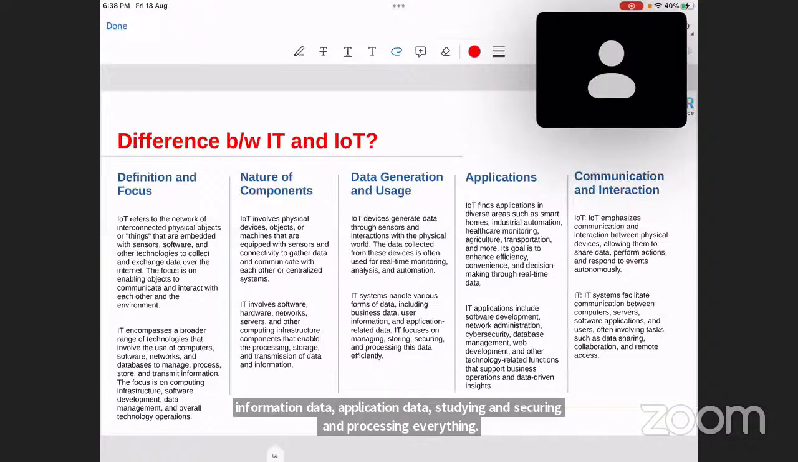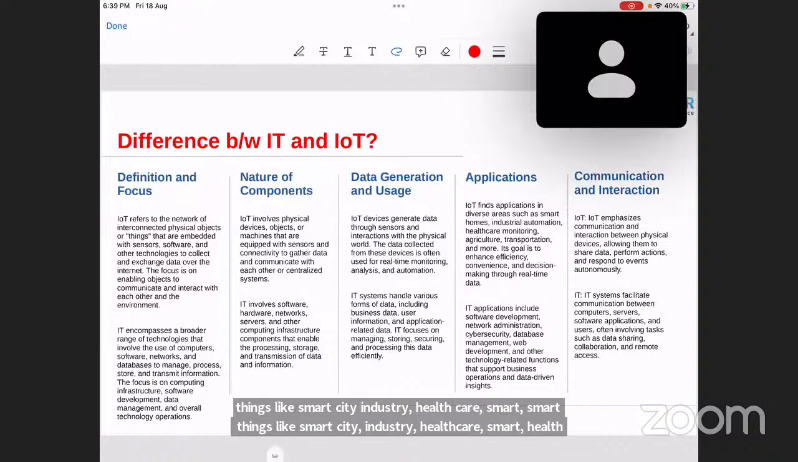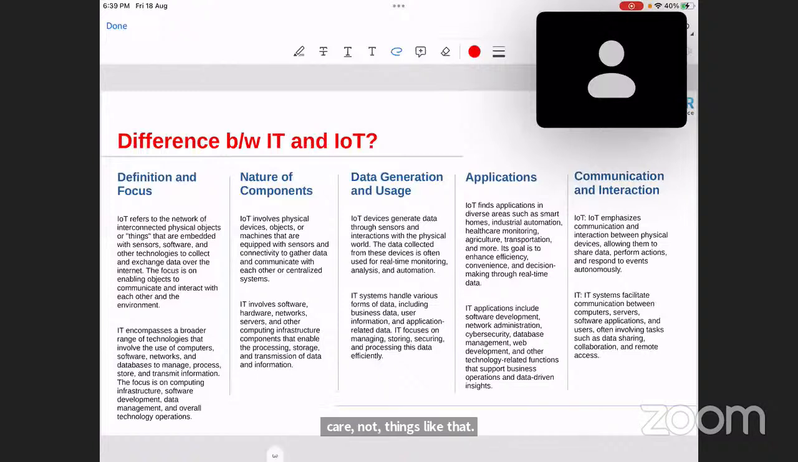Applications, if I say, similarly. IoT applications are more on the side of monitoring smart things like smart city, industry, smart healthcare, smart agriculture, things like that. IT is a bigger part. Again, it is focused more on the administrative part: software development in a bigger way, network administration, cybersecurity, databases, and things like that.